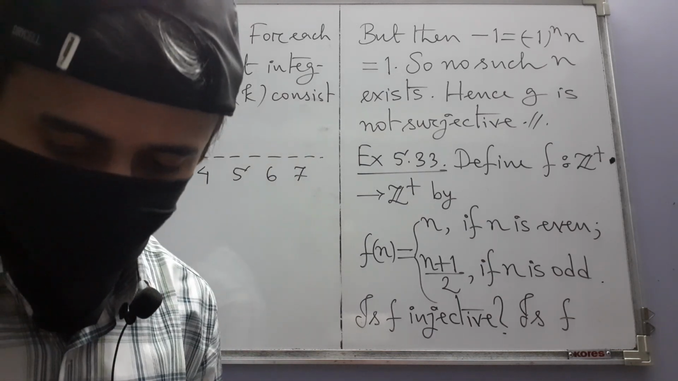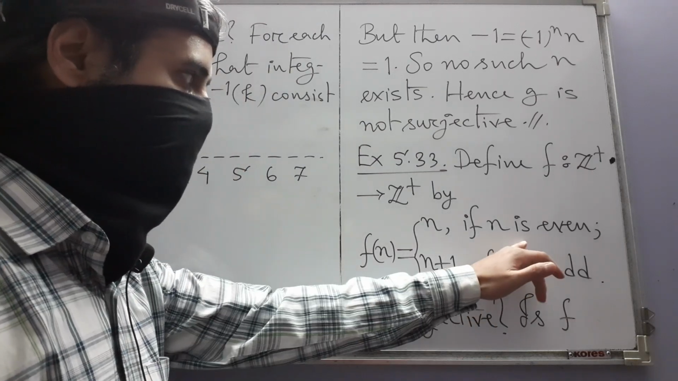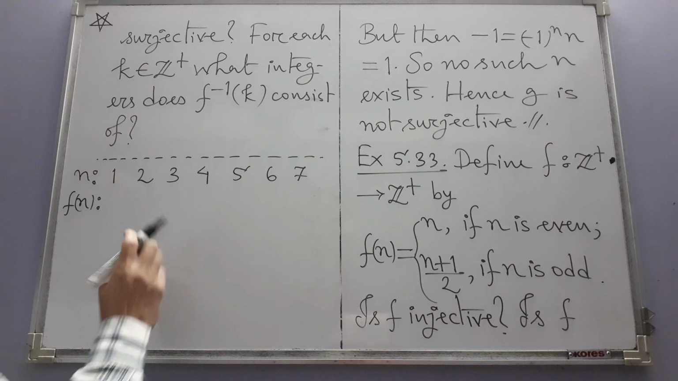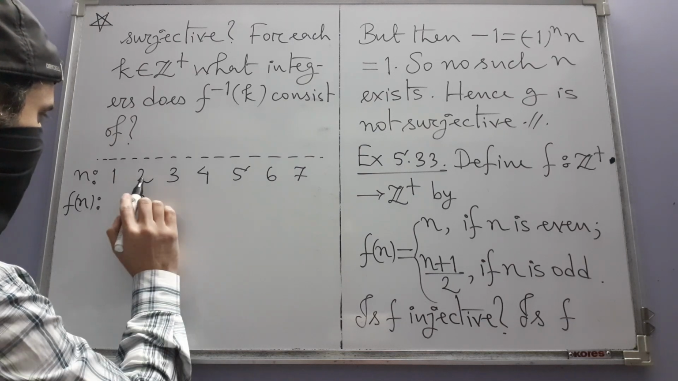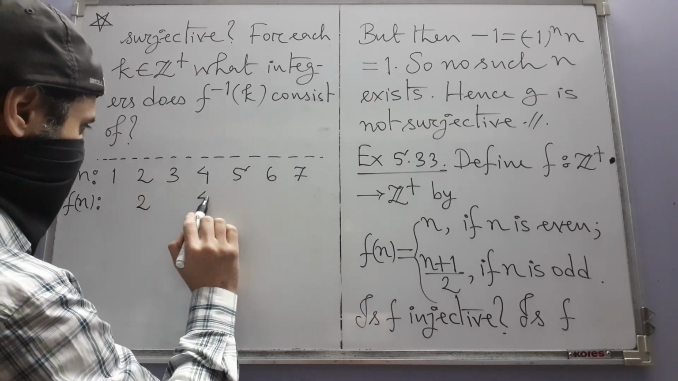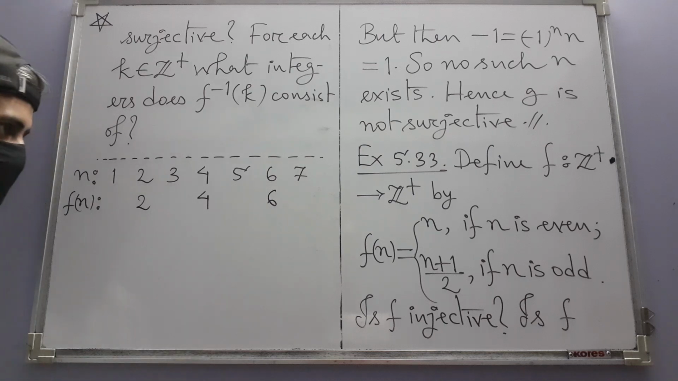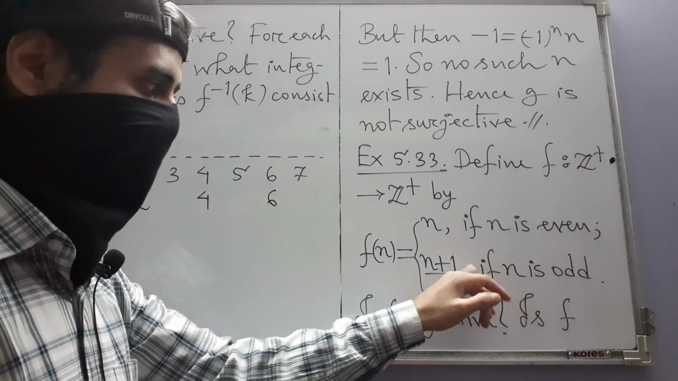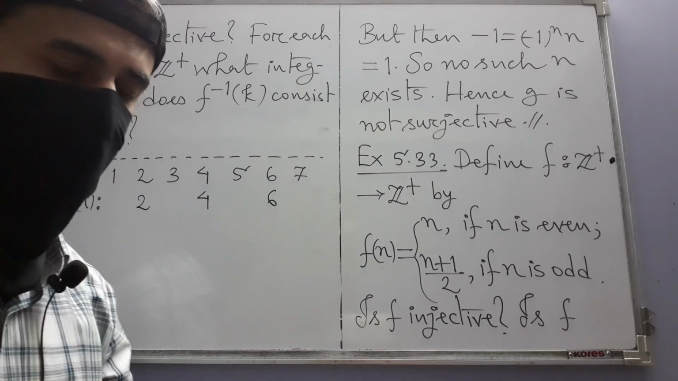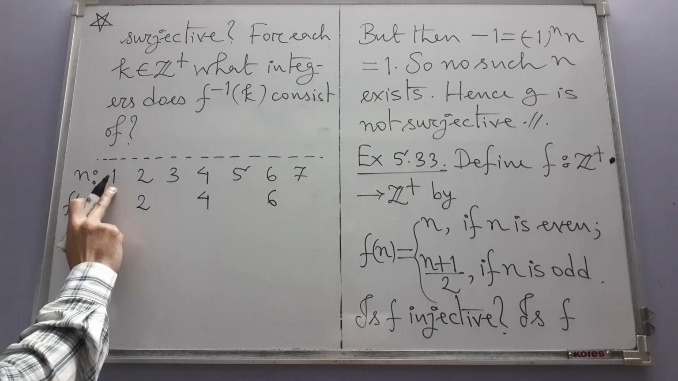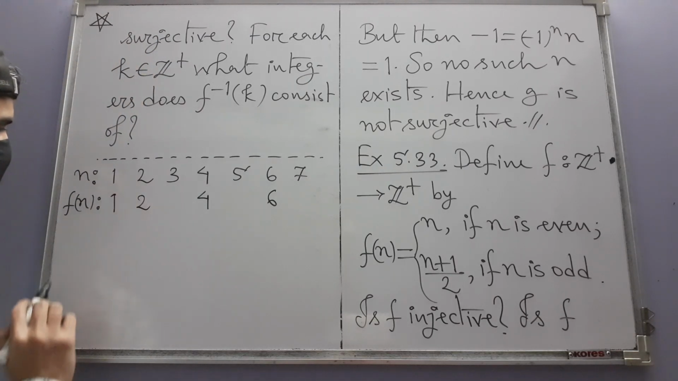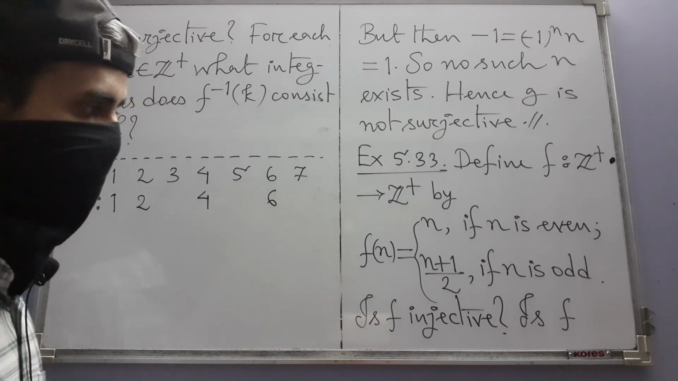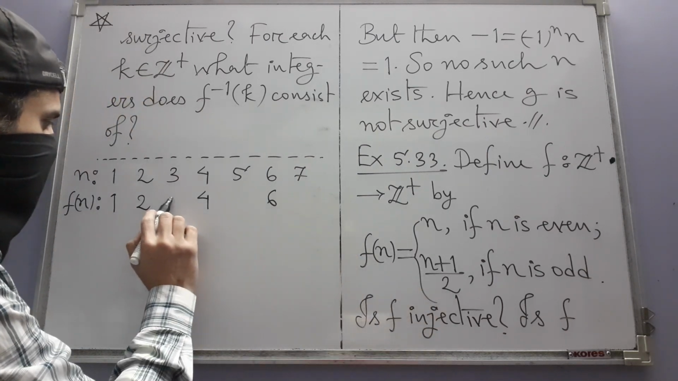Alright, so what is the rule? The rule is that if our input is even, then the output is the input itself. So that immediately tells us that the output when the input is 2 is 2, 4 gives us 4, 6 gives us 6 and so on. But if the input is odd, we have to add 1 to it and then divide by 2. 1 plus 1 is 2, 2 divided by 2 is 1. 3 plus 1 is 4, 4 divided by 2 is 2.